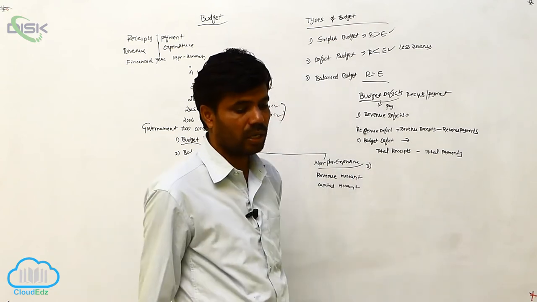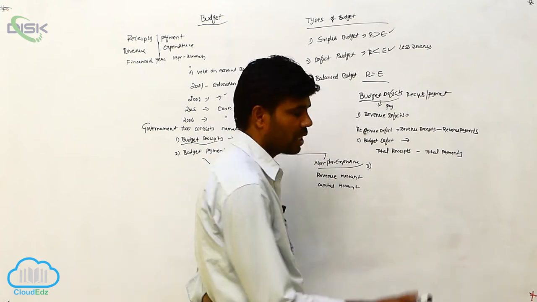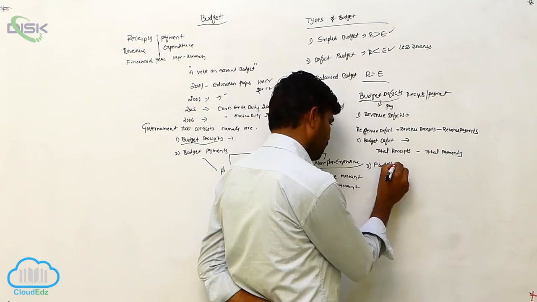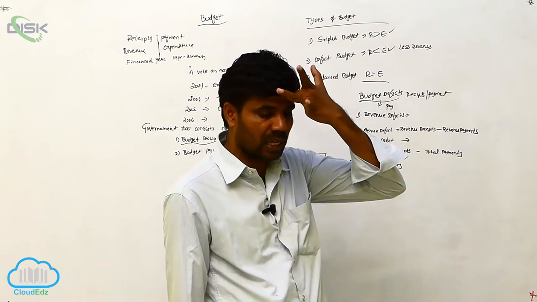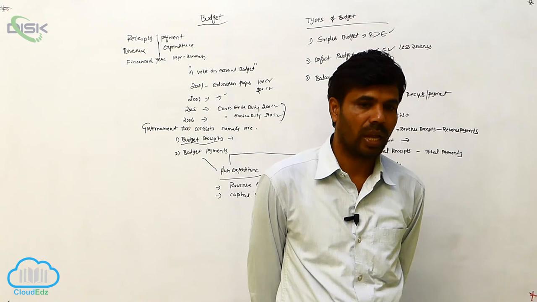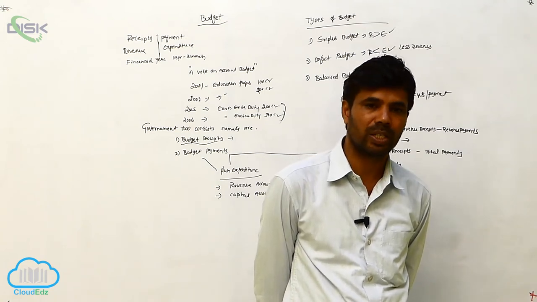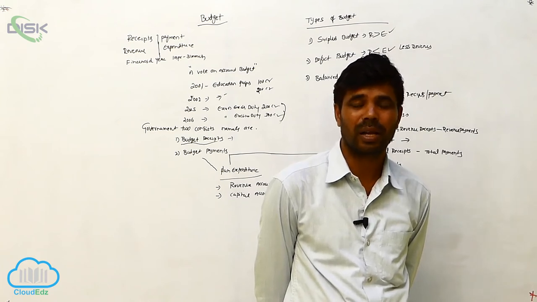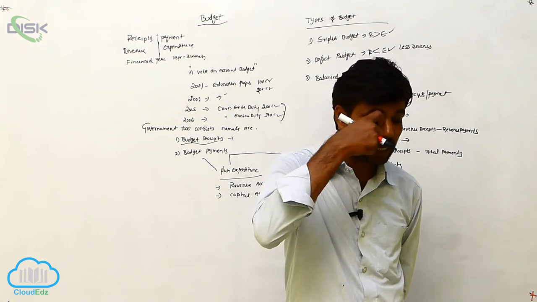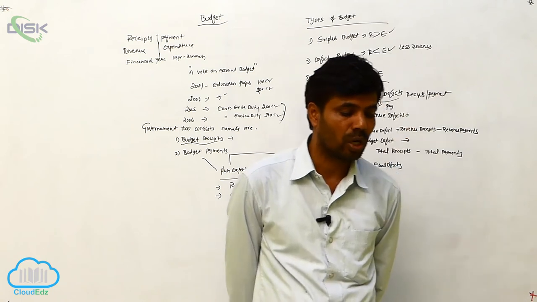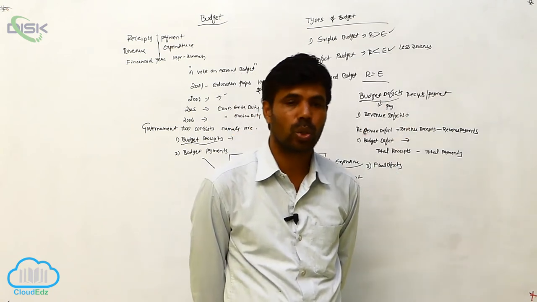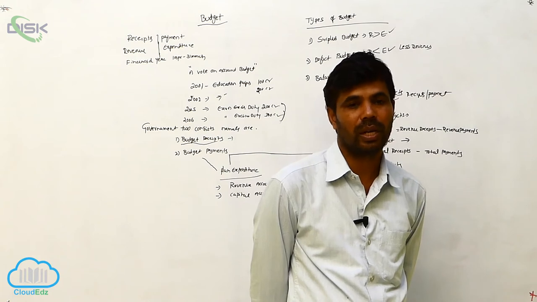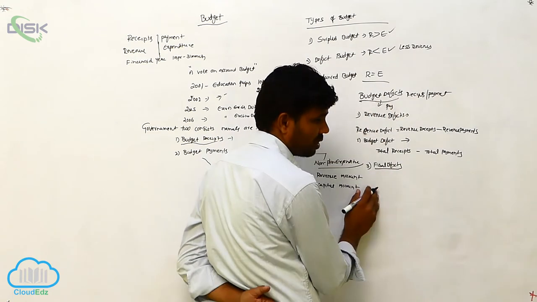What is the third one? It is the fiscal deficit. What's that? Fiscal deficit. What do you mean by fiscal deficit? Fiscal deficit involves the total expenditure and the total receipts along with market borrowing. Total expenditure we consider, total revenue receipts also we consider, and the market borrowing. Fiscal deficit is equal to total revenue minus total expenditure plus market borrowing plus other liabilities.